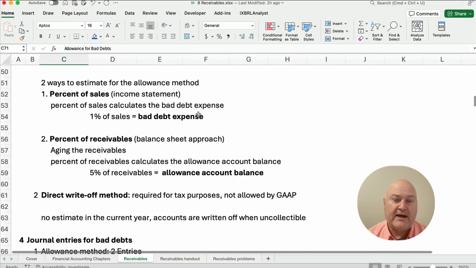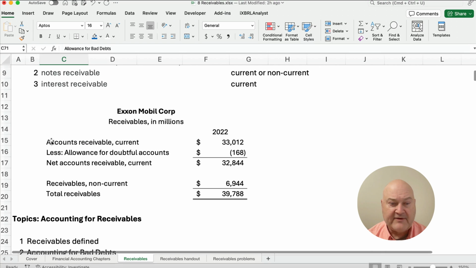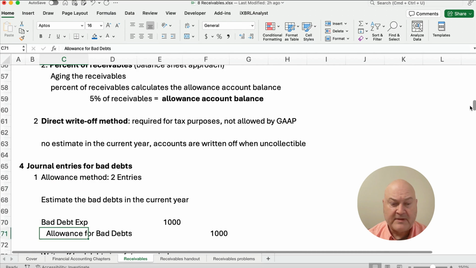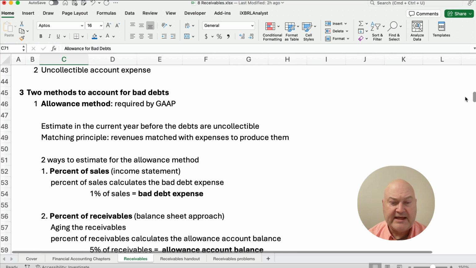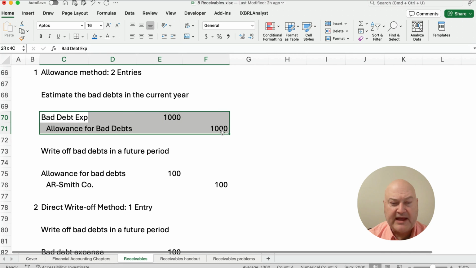Think about what we know about ExxonMobil up here at the very top. They have accounts receivable less allowance for doubtful accounts, allowance for bad debts, allowance for uncollectible accounts. All that means the same thing. So we typically call that the allowance account. When we're looking at that account, that is a contra account that reduces accounts receivable. All right, so we have bad debt expense and allowance.